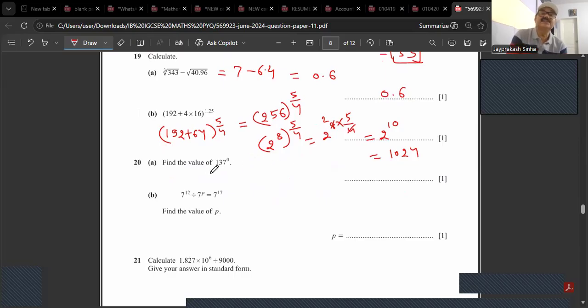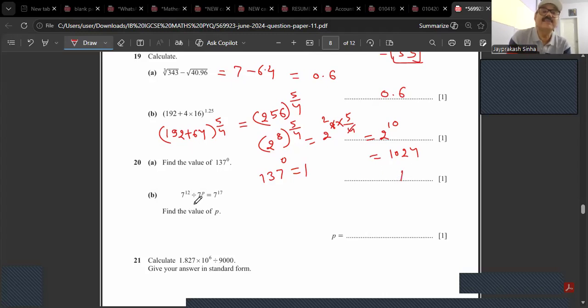Find the value of 137 to the power 0. Remember, any number raised to 0 is equal to 1. So 137 to the power 0 is equal to 1. Whatever the number, if the power is 0, its answer will be 1.